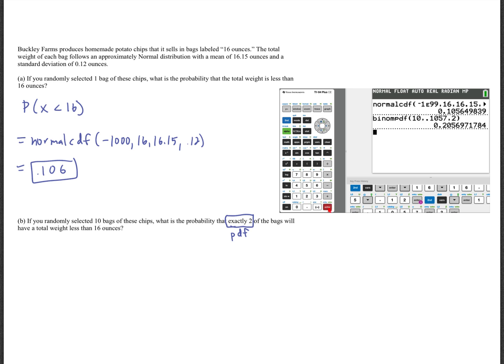Okay. So notice we had to use the probability from the previous problem because that is the probability that a single bag weighs less than 16 ounces, and that's our probability of success. Weighing less than 16 ounces is our success, so that's the probability of success. So we should have said that. So we'll say the probability, oops.